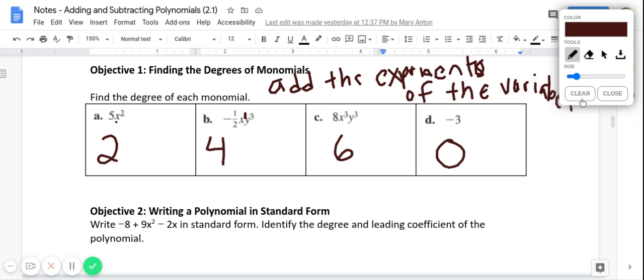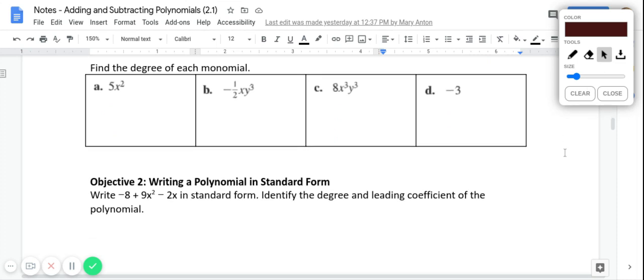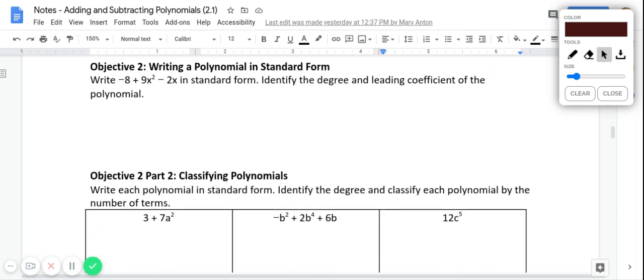So just email me if you have any questions about this. Let's go ahead and write a polynomial in standard form, and then we're going to identify the degree and leading coefficient. So remember, standard form, we're going to write the exponents in order from highest to least. So which of these terms has a variable in it? First of all, not this -8. So actually, this -8 is going to go last. So we have an x squared and a 2x. So which one of these has a higher exponent? Well, the x squared. So our first term will be 9x squared.